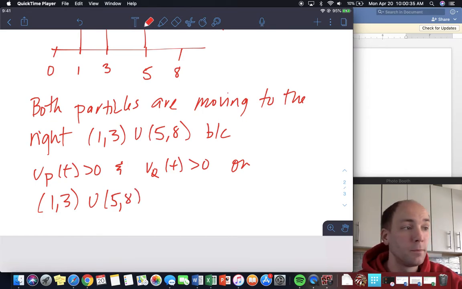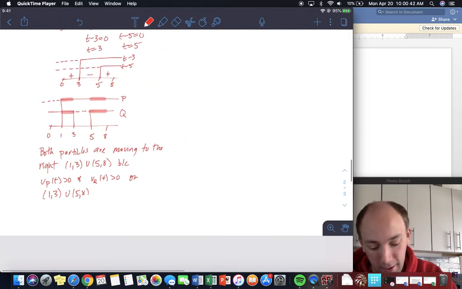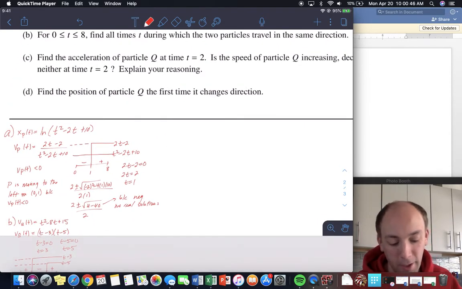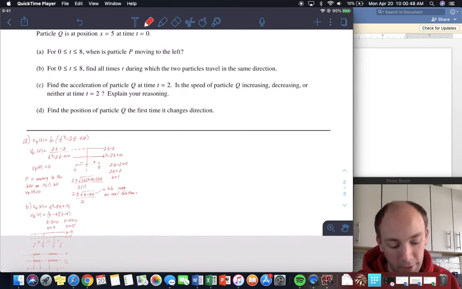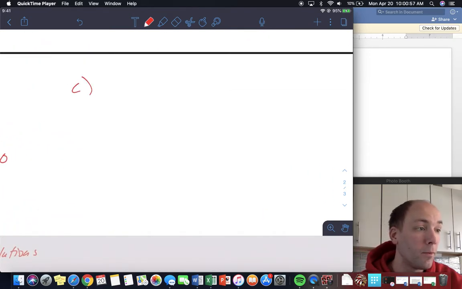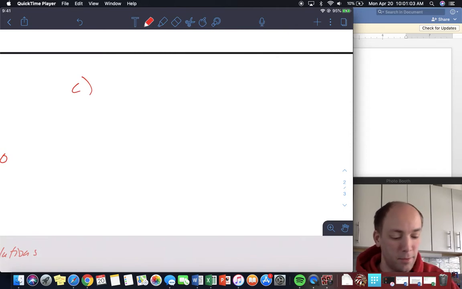All right. Any questions on that one? No? Okay. Let's try part C. Find the acceleration of particle Q at time t equals 2. Is the speed of the particle increasing, decreasing, or neither at t equals 2? Explain your reasoning. So for part C, first it says find the acceleration, right? Find the acceleration of particle Q at time t equals 2.